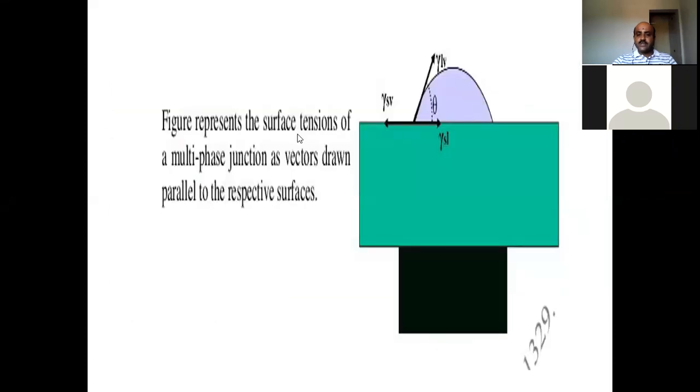This figure represents the surface tensions of the multi-phase junction as vectors drawn parallel to the respective surfaces. It shows how wetting takes place between the solid particles, which involves the fusion of the particles. This is what we call the liquid phase tension.